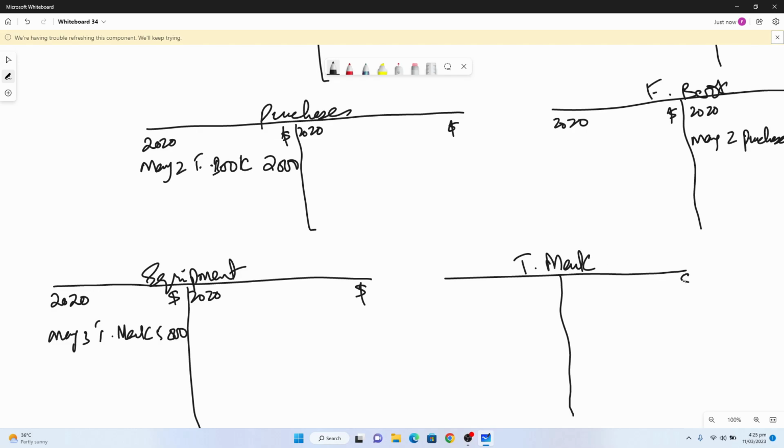T mark, 2020. Then when the equipment has been debited, it will be credited with the name of equipment on the credit side, 5,000.